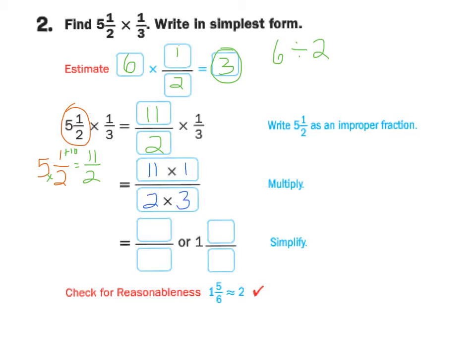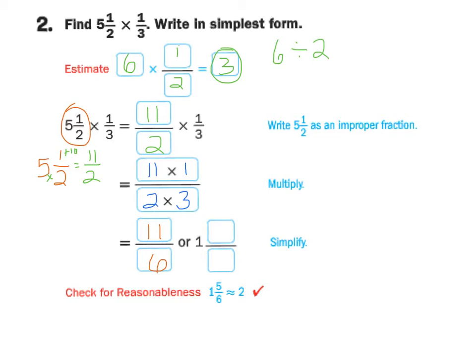And I'm going to go ahead and look at my cross products. 11 and 3 do not have any factors in which I can simplify, and I can't do that with the 2 and the 1 either. So I can go ahead and just do my multiplication. 11 times 1 is 11, and 2 times 3 is 6.